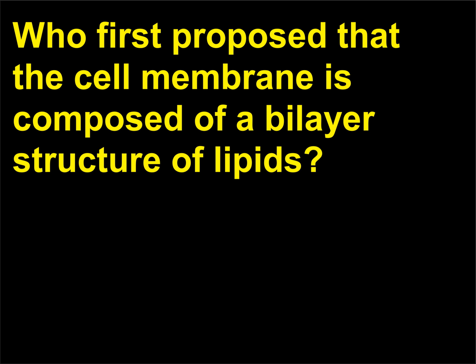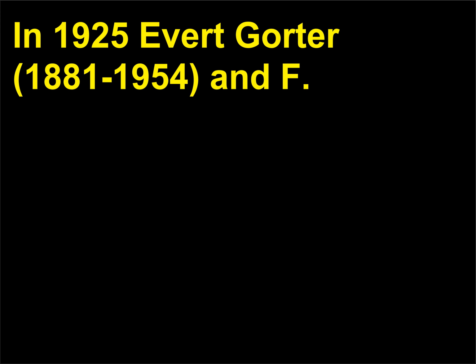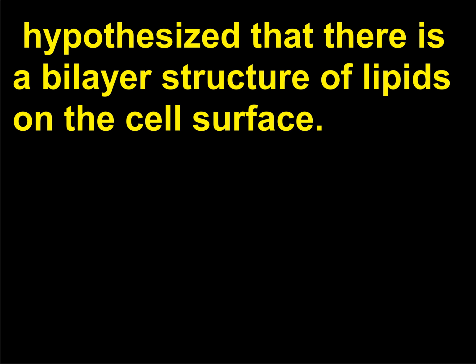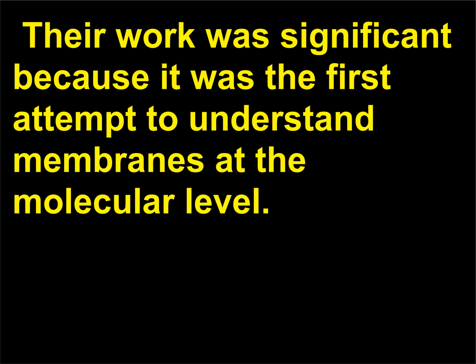Who first proposed that the cell membrane is composed of a bilayer structure of lipids? In 1925, Evert Gorter, 1881–1954, and F. Grendel, two Dutch physiologists, hypothesized that there is a bilayer structure of lipids on the cell surface. Their work was significant because it was the first attempt to understand membranes at the molecular level.